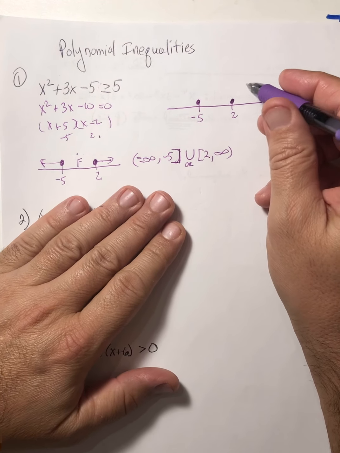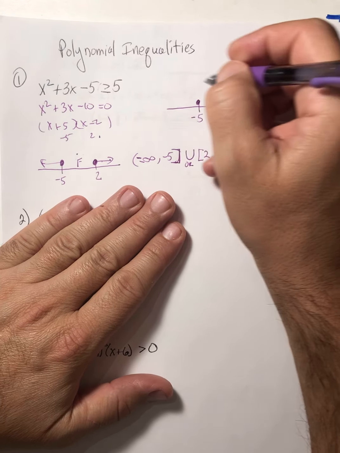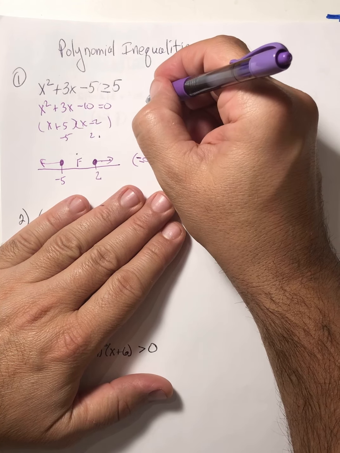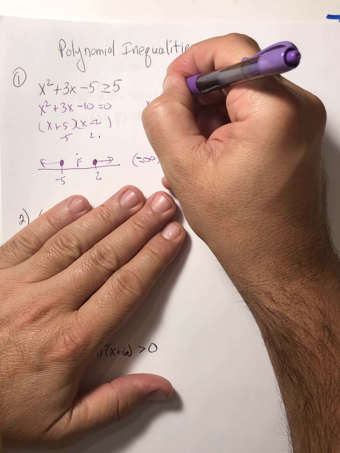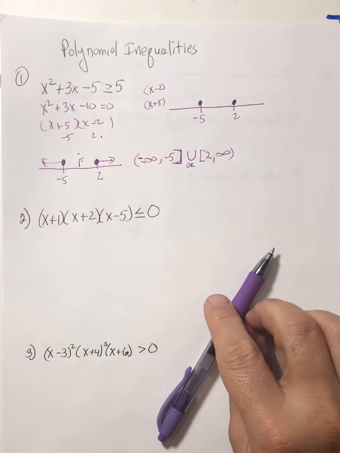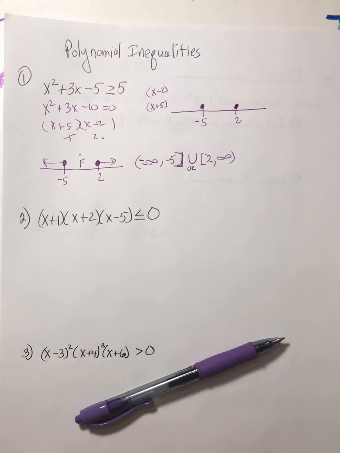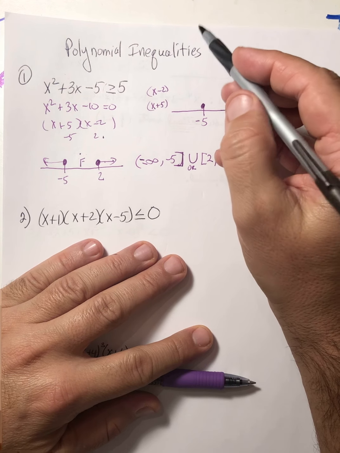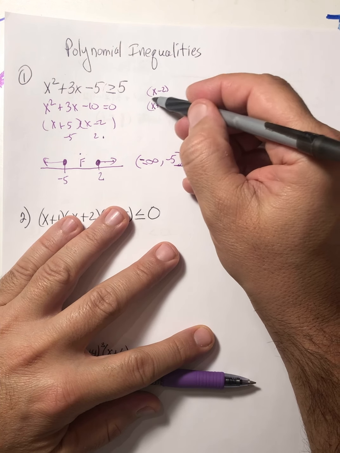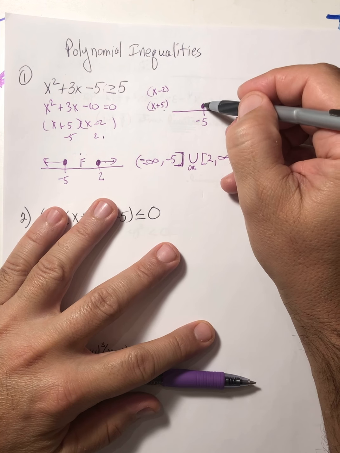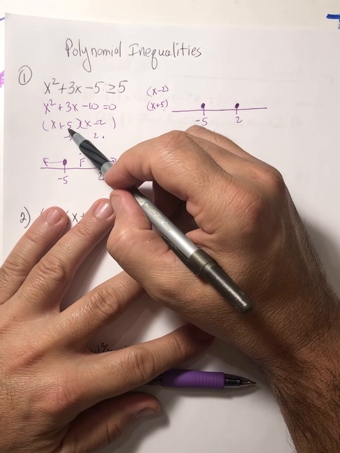Now, the technique I want to show you is doing pluses and minus signs. So I'm going to start with the x plus 5 factor, and I'm going to look at the x minus 2 factor. And what I want you to realize here is the following. Remember, at x plus 5, it's equal to 0. It's called a root.